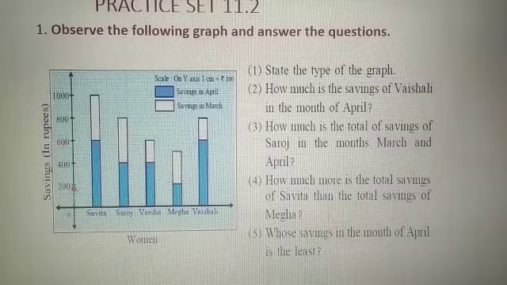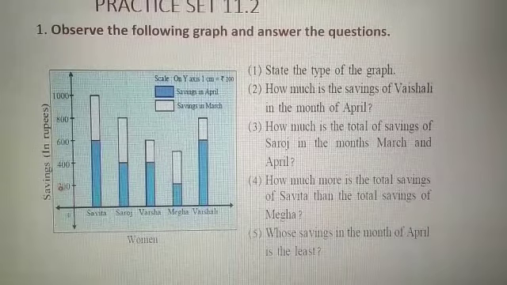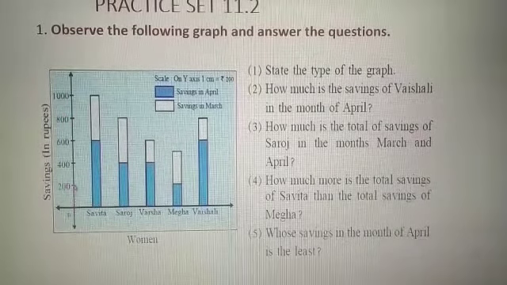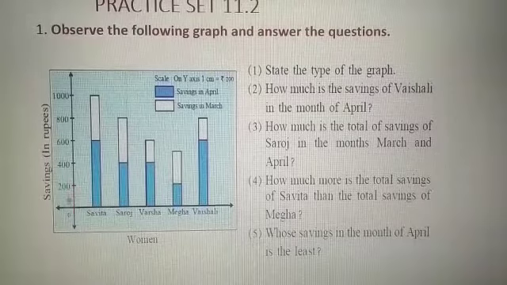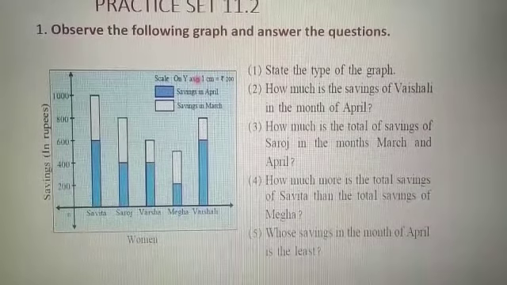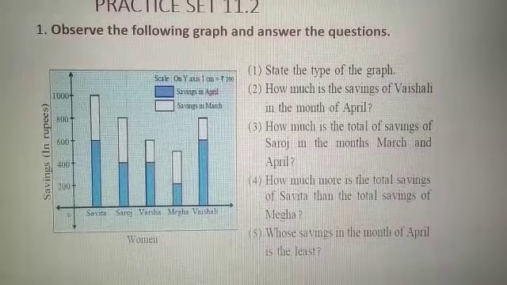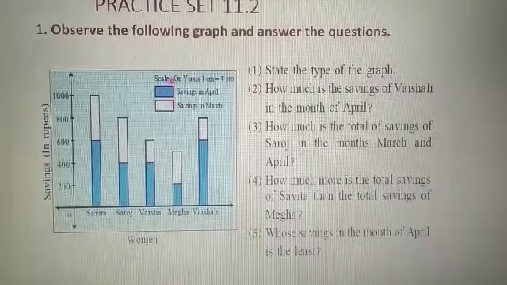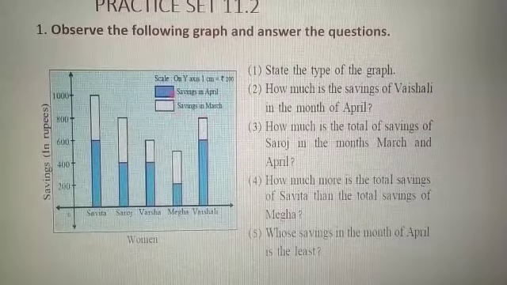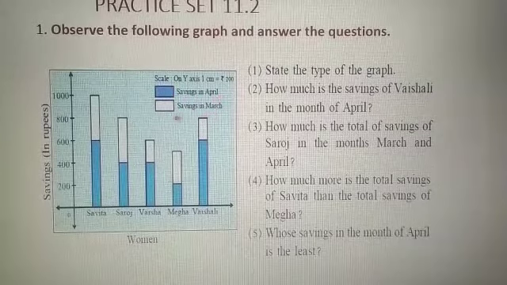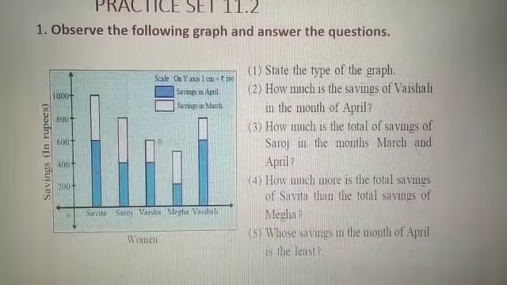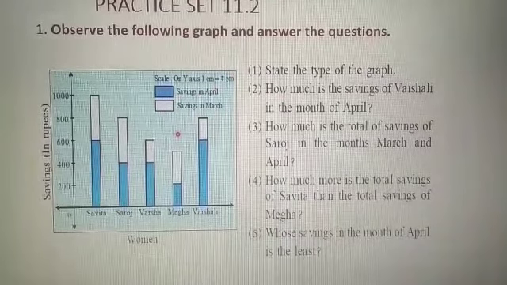From 0 to the first mark, that is 1 centimeter, is 200, then 400, 600, 800 and 1000. So the difference from 0 to the first line is 1 centimeter, which equals 200 rupees. That's why we have taken the scale on the y-axis as 1 centimeter equals 200 rupees. Now we have to show two parts, savings in April and savings in March, both in a single bar. That's why this graph is called a subdivided bar graph.